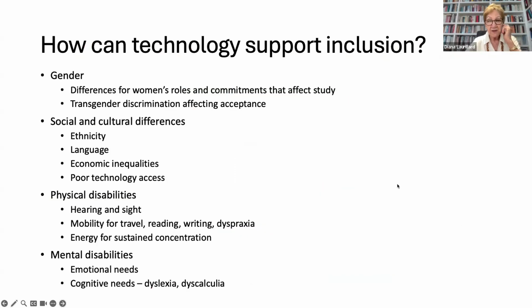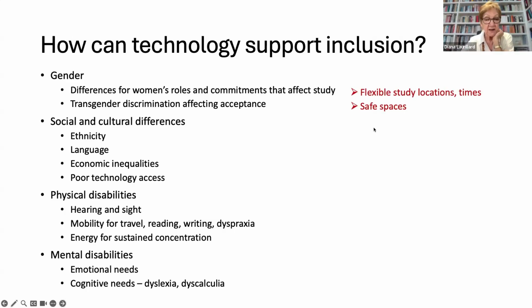But if we're wanting to use technology to support inclusion, then we have to think about the different kinds of inclusion. Now, gender is not normally thought of as a special educational need, but in some countries and cultures, women's roles are very different, and those can really affect the way they can do study. You have transgender discrimination as well, which also affects acceptance. So even gender can be considered as important for inclusion. And then the different kinds of social and cultural differences. Physical disabilities are very important. Mental disabilities are very important.